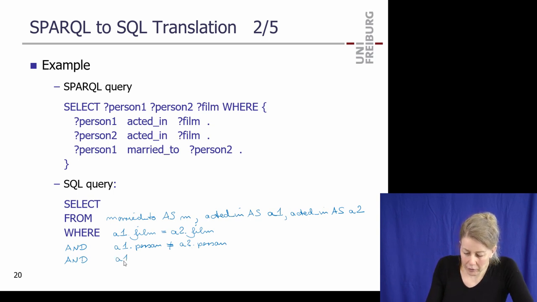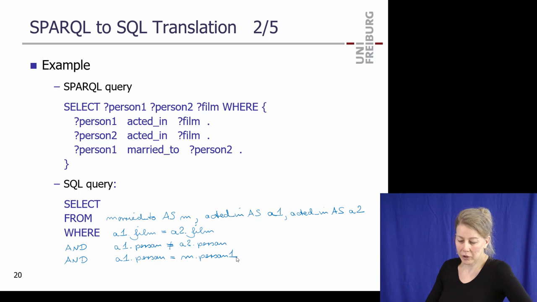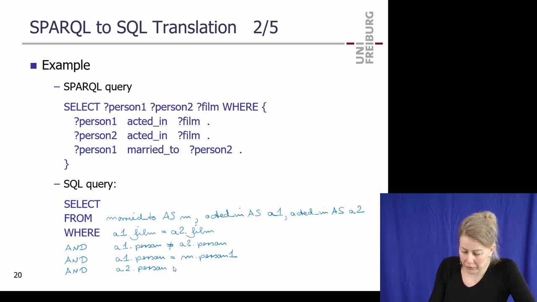Okay, A1 dot person, the person who acted in the first film, is person 1 from the marriage relation. M dot person 1. Or the other way around, yes? But let's see, now what else? And, I mean the second person of the second film should be the second person. It's a good observation. We could also have this and this, or the other way around. If you looked in the data carefully, you would see that usually it's in both directions, but not always. But to keep the query short, let's assume that married to contains the information in both directions.